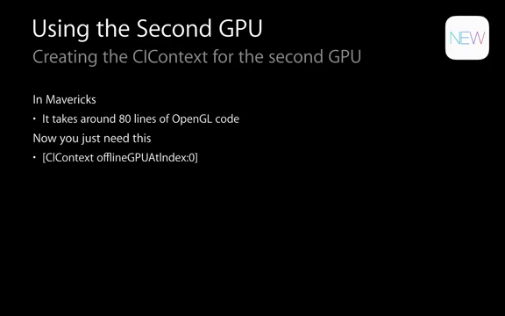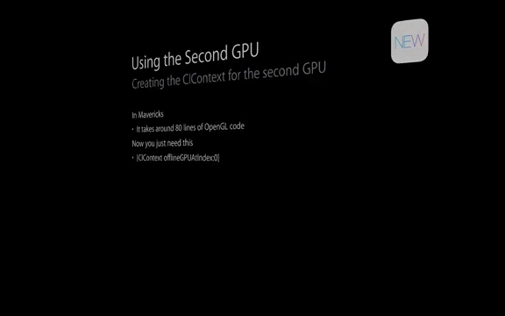So how does one do that? Well, you could do this today on Mavericks. It takes around 80 lines of OpenGL code to create a CI context that refers to the second offline GPU. However, we've added a simpler API in Core Image on Yosemite, which is CIContext offlineGPUAtIndex, and typically you just specify 0. So with one API call, you get a CIContext, and when using that, all renders will use the second GPU. So it's very easy.